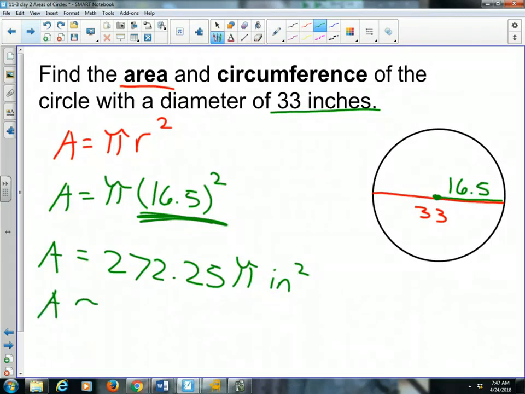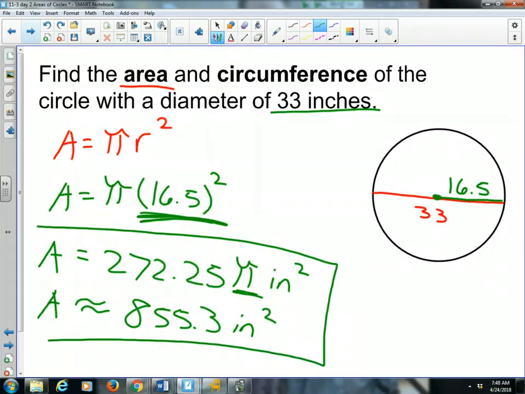Or we could approximate. If we multiply 272.25 times 3.141592, the pi button there on your calculator, you would get approximately 855.3 inches squared. So sometimes I'll have you round, other times I'll want it exact. If I want it exact, keep pi in your answer. If I want it approximately, take 272.25 and multiply it by the pi button. So that got us the area.